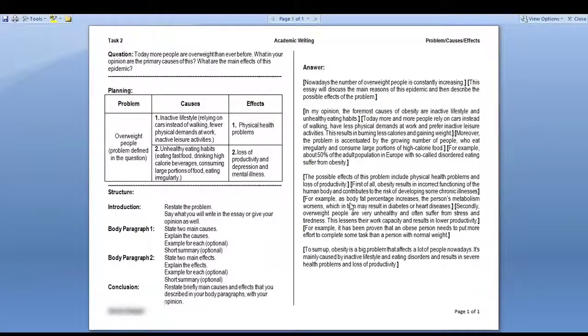According to me, the effects for this is physical health problems. So if you have an inactive lifestyle or if you have unhealthy eating habits, obviously you're going to have health problems. So these are the effects of being overweight. Next is loss of productivity and depression and mental illness.